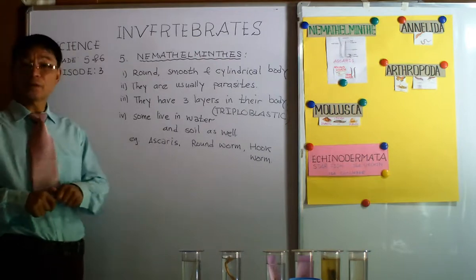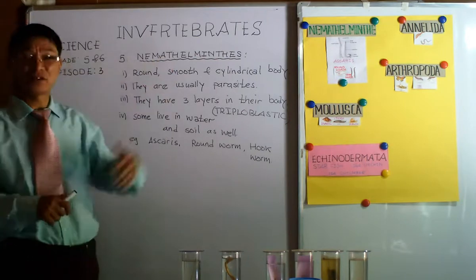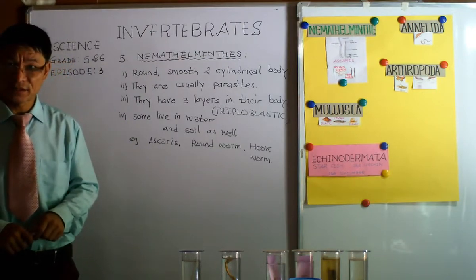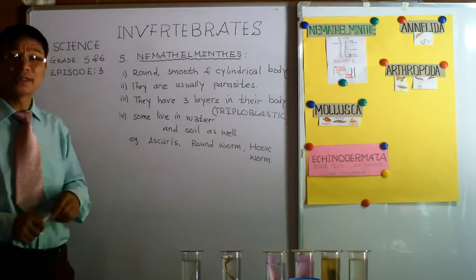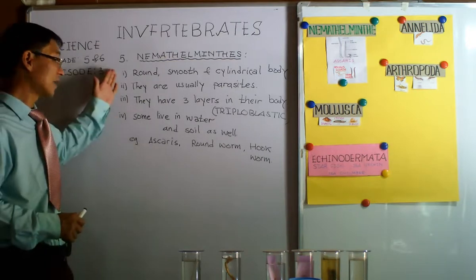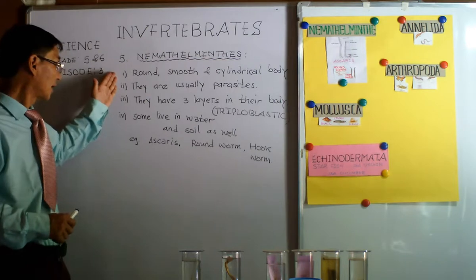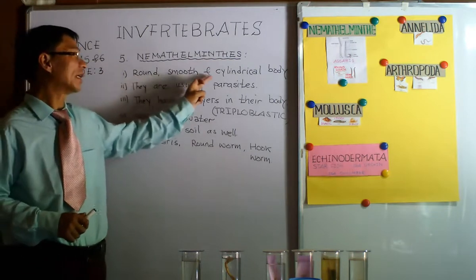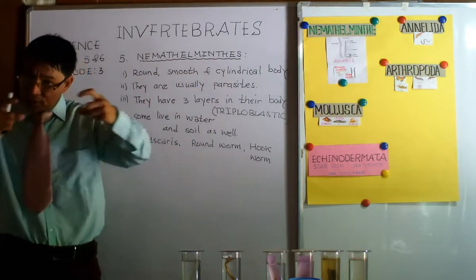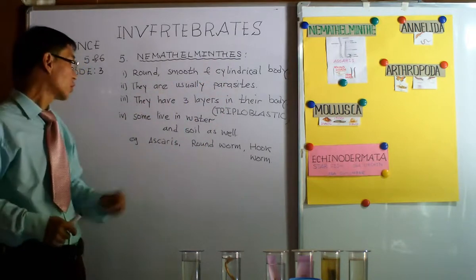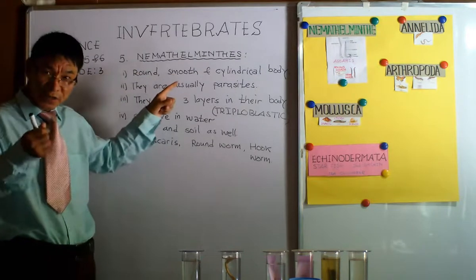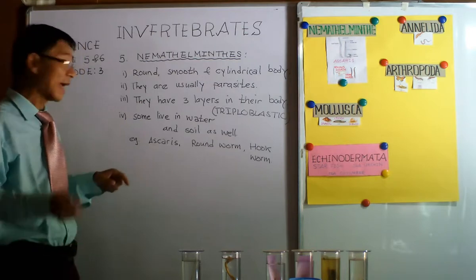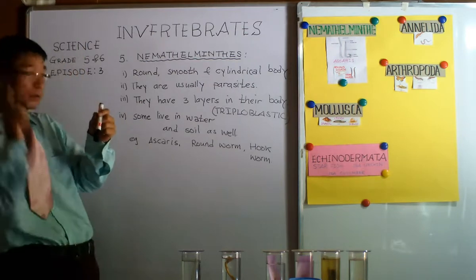Now, the 5th one is Nemanthelmanthes. How to pronounce the word? Nemanthelmanthes. So, let's learn about the characters of Nemanthelmanthes. I have written here. They have round body, they have smooth body, and their body is cylindrical. Cylindrical means a long shaped body. Smooth is very simple, it's very smooth. When you catch them, they slip from your hands, and round body.